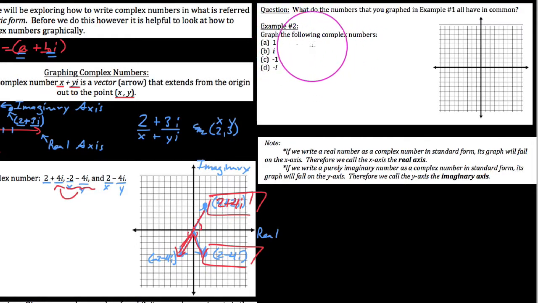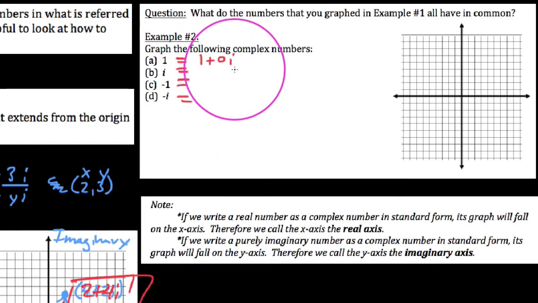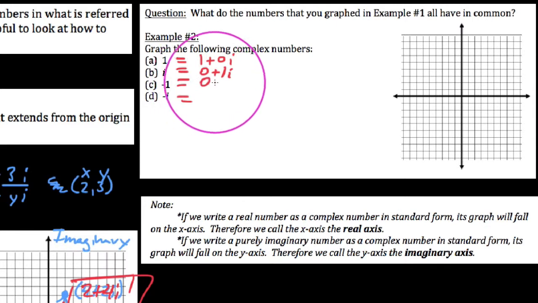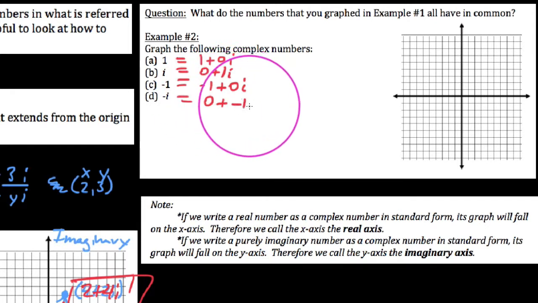So the last thing I want to do before we tune out of this video is graph the following complex numbers, and you notice that these are interesting complex numbers. Here we say i, negative 1, and negative i, but remember that we could re-express all of these as complex numbers in standard form. So this would be 1 plus no i's. This would be 0 plus 1i. This would be negative 1 plus 0i. And then we would have 0 plus negative 1i.